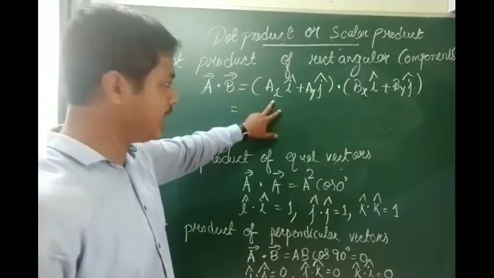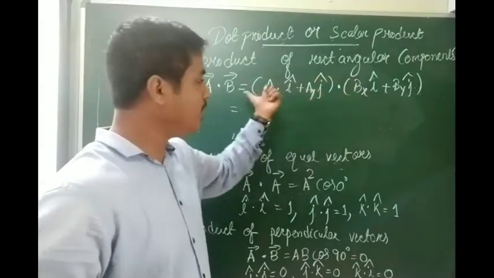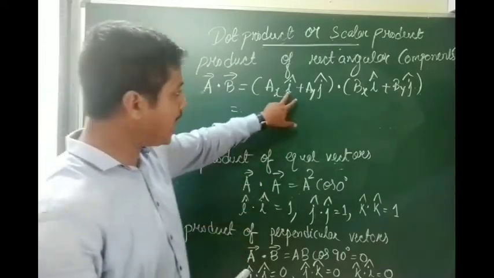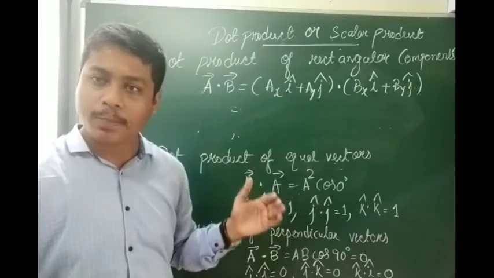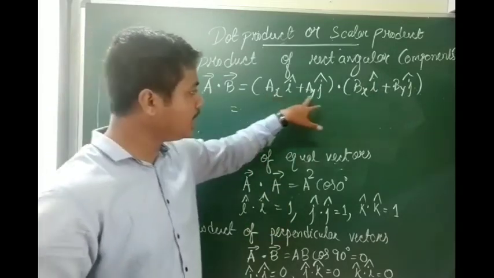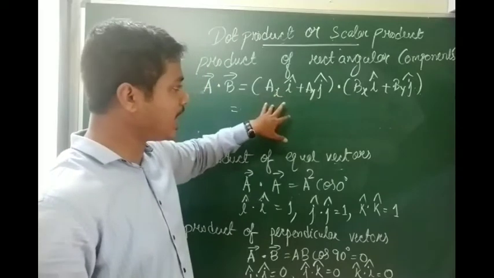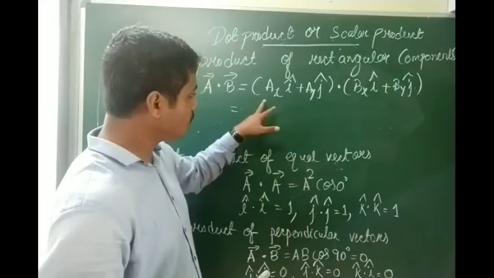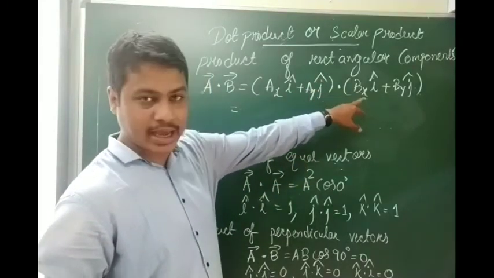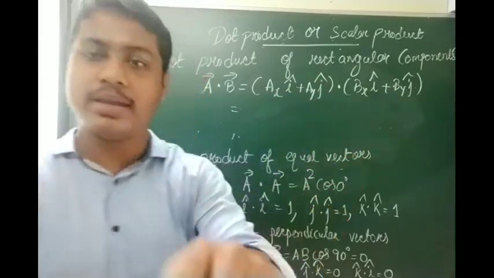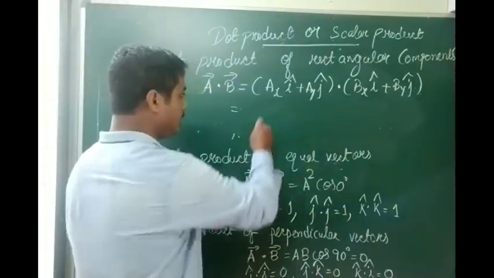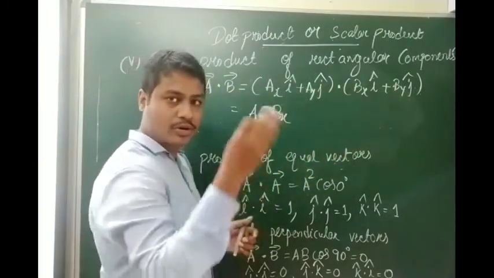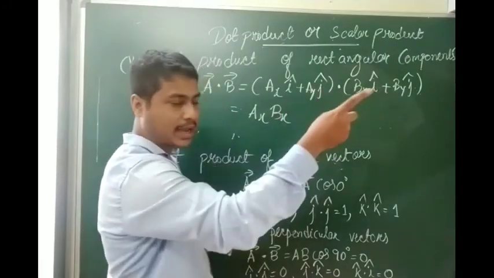Vector A will be equal to Ax I cap plus Ay J cap. Vector B will be Bx I cap plus By J cap. If I multiply, as you can see from the property here, I cap dot I cap is equal to 1, because the dot product is distributive, so we can multiply this whole term with that. So Ax I cap will be multiplied with Bx I cap plus By J cap. So if I multiply, Ax Bx I cap dot I cap. I cap dot J cap is equal to 0, so I cannot use that. So I have to use I cap dot I cap.